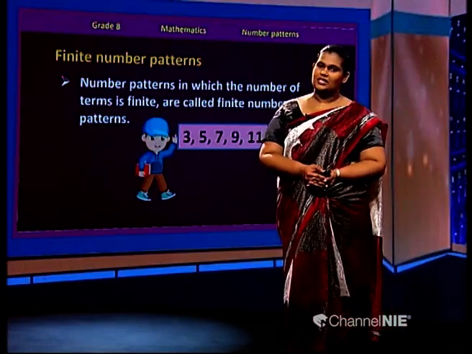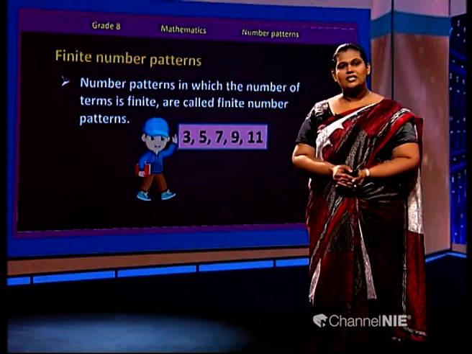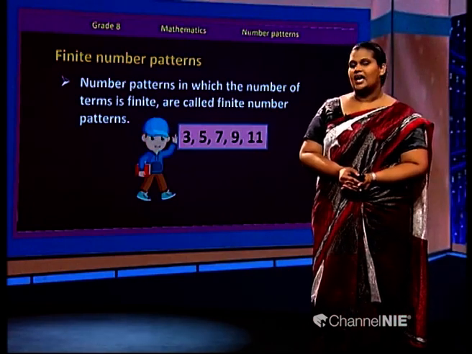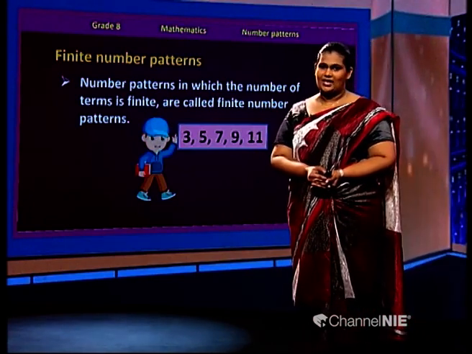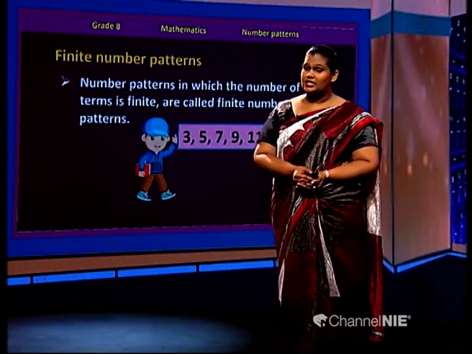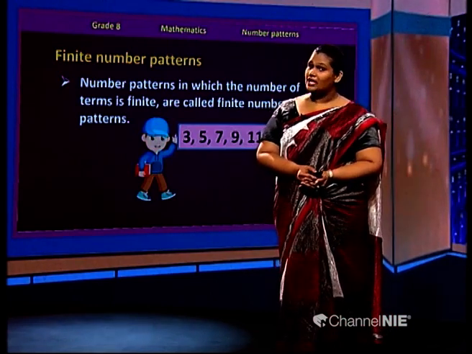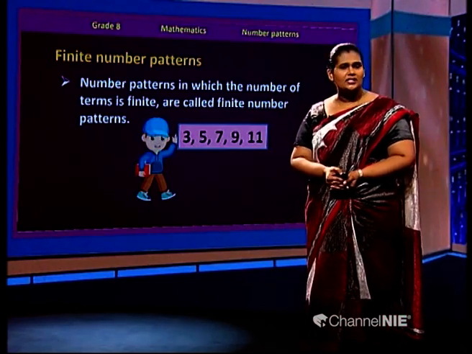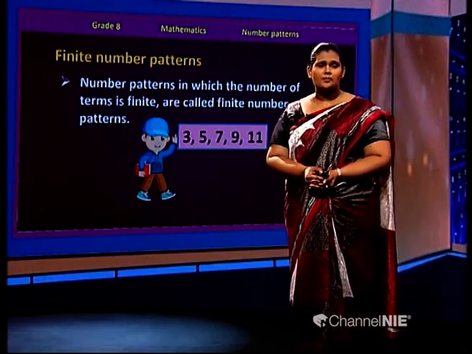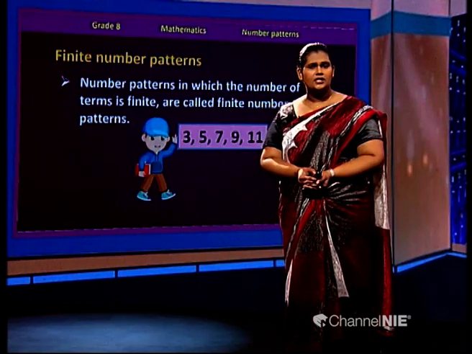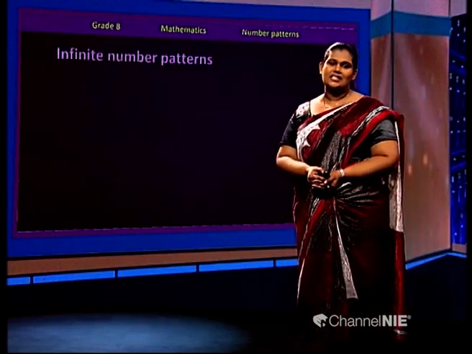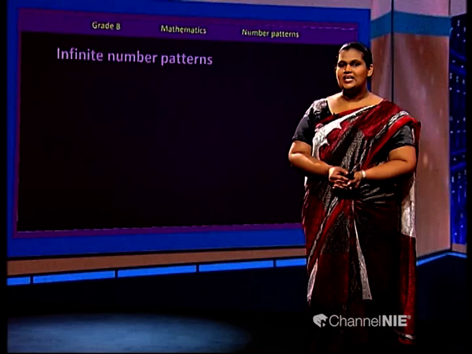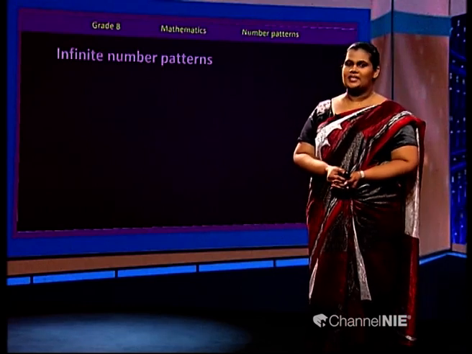What are the 5 terms? 3, 5, 7, 9 and 11. Right. So, if the number of terms is finite, we have named it as finite number pattern. So, what about the other type? If the number of terms is not finite, then we can name the number pattern as infinite number pattern.